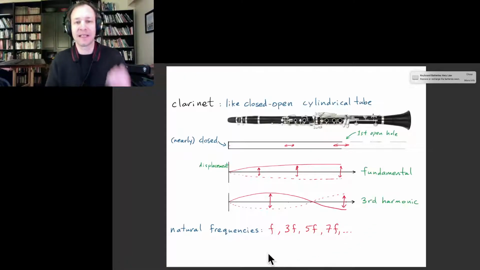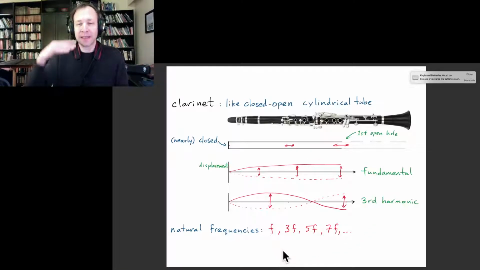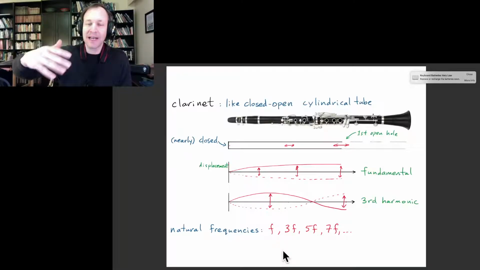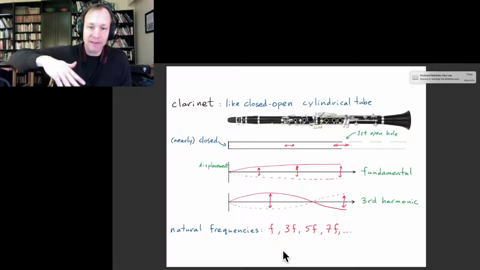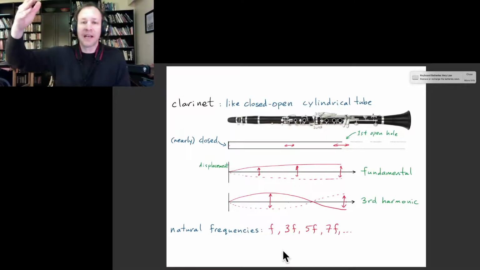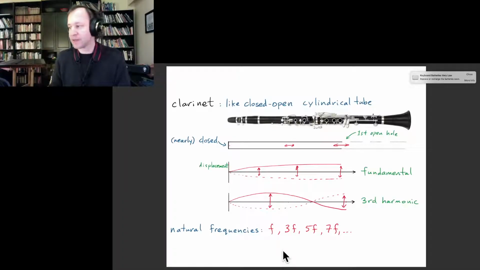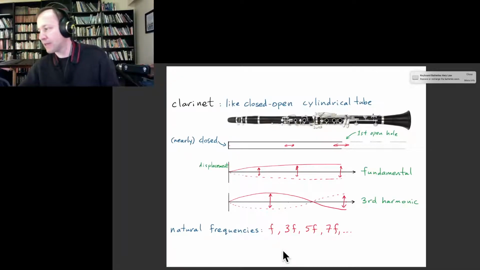That means that in terms of frequencies, the natural frequencies for the clarinet are not the entire harmonic series. It's the fundamental, and then 3 times the fundamental, 5 times the fundamental, and 7 times the fundamental.